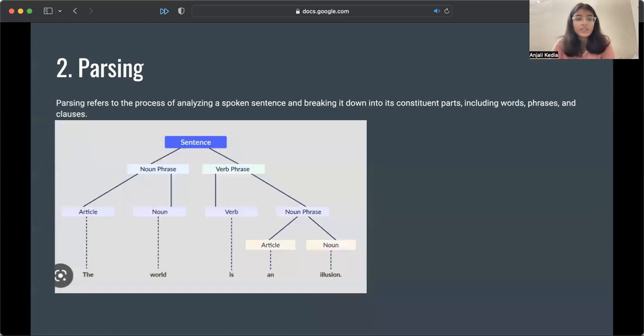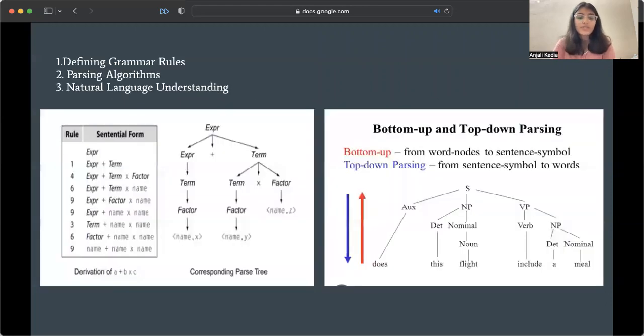The second application of CFG is parsing. Parsing refers to the process of analyzing a sentence and breaking it down into its constituent parts, including words, phrases, and clauses. CFG can be used in parsing in the following ways. Defining grammar rules. CFG is used to define the rules for sentence structure, including the order of words, types of phrases, and the relation between words and phrases.